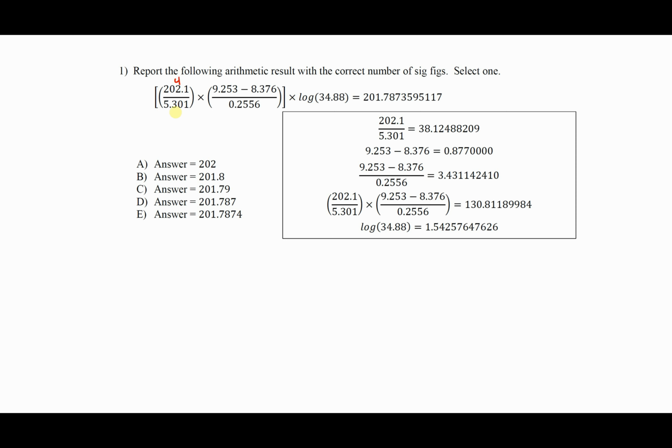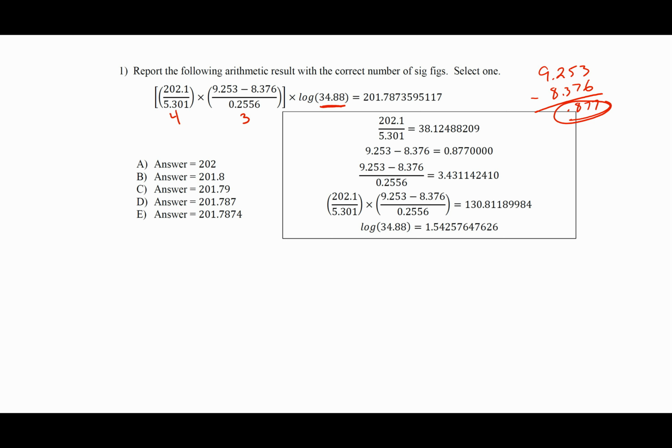Here we have 4 sig figs, which means this answer, whatever this is, should have 4 sig figs. Okay, up top it looks like we have 4 sig figs and 4 sig figs. But do we really? We have 9.253 minus 8.376 yielding 0.877. So in reality, up top is 0.877, that's 3 sig figs. And down the bottom we have 4. Of those two, 3 is smaller, so this only has 3 sig figs.